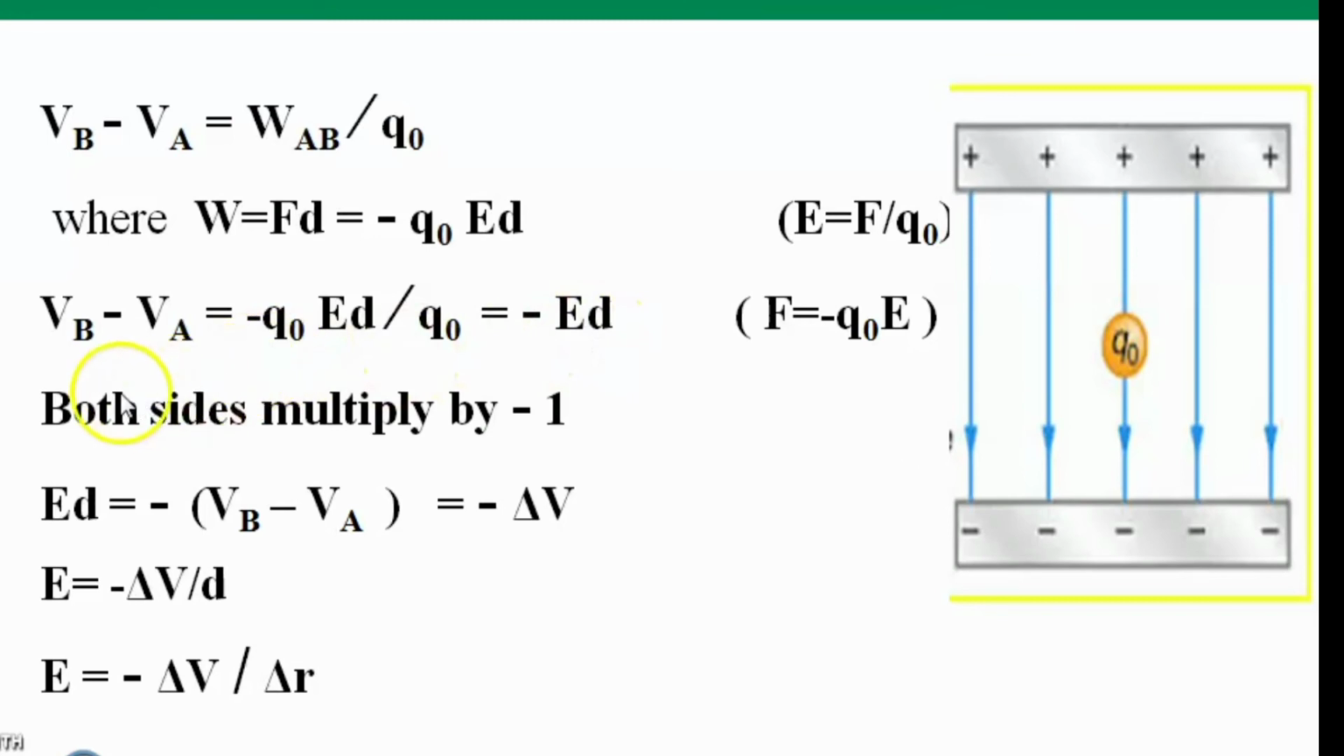Now multiply both sides by minus 1. So it will become minus minus plus ED is equal to minus (VB minus VA), or we can write it as minus delta V. Delta V means increase in potential or change in potential. Now E, the intensity, is equal to minus delta V upon D. Now we can write D as delta R, if the distance between the two plates is very small. So we take the distance between two plates as delta R, and the electric field intensity is equal to minus delta V upon delta R.